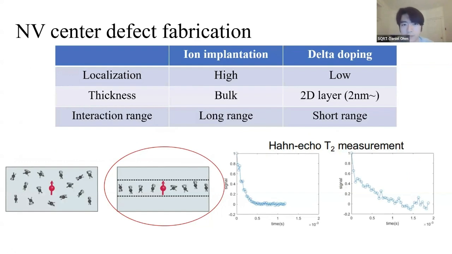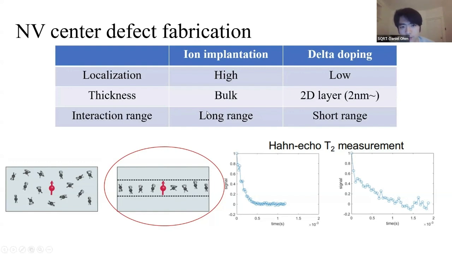So this is a chart that basically compares the two techniques. With ion implantation, you get really localized NV centers in a single place. So this is what you want to use when you want to make single NV center defects in a certain location. But what if I wanted to make lots of NV centers and create a thin layer of NV centers? This is when you would use delta doping. So localization is low for delta doping. You don't know where they are. You have to find them after you make them. But the thickness is very thin. So our sample has about 200 nanometers of diamond, and underneath that, we have a thin layer of NV centers. It's about 2 nanometers.